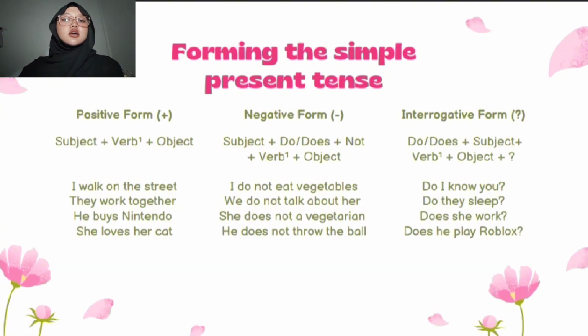There is the formula: subject plus verb 1 plus object. Okay, take a look at the examples. I walk on the street. They work together. He buys Nintendo. She loves her cat. Okay, take a look at examples number 1 and 2, and then 3 and 4.